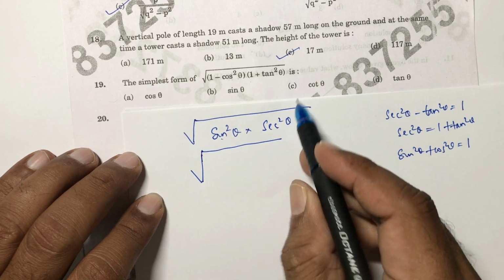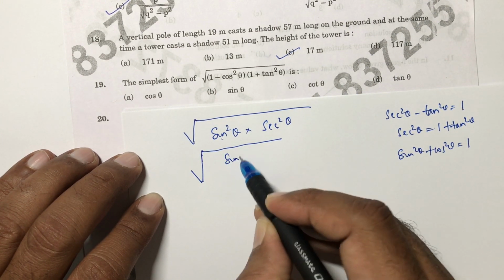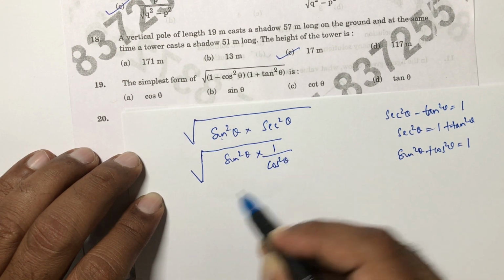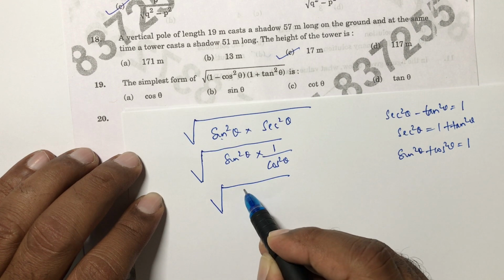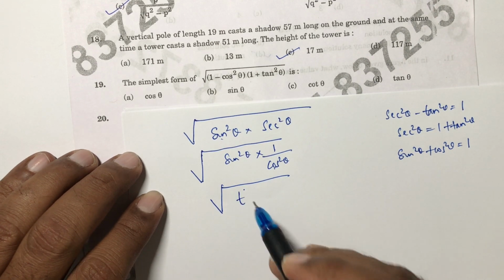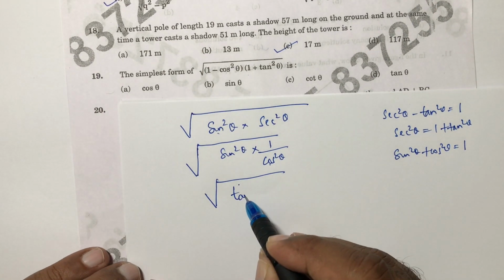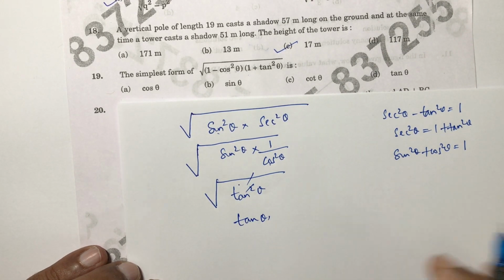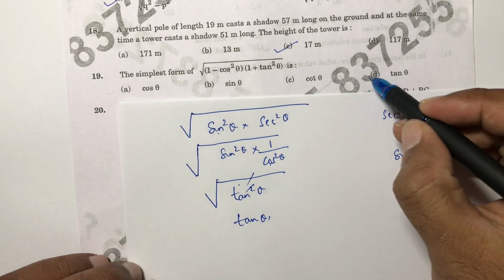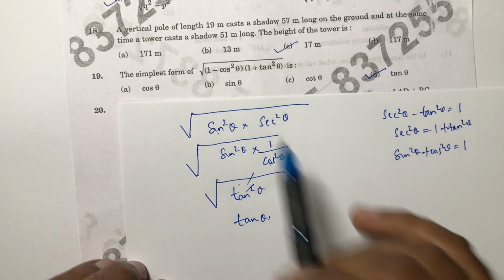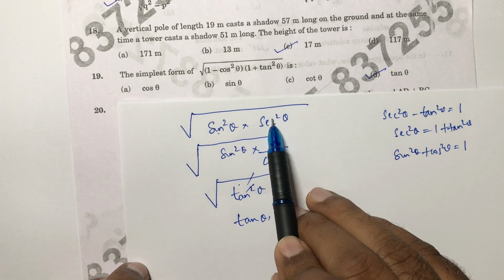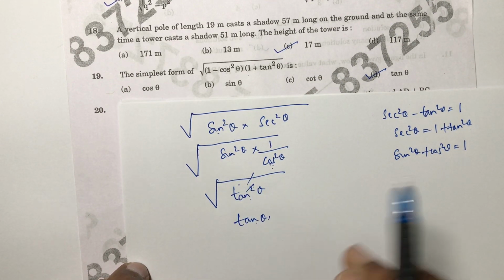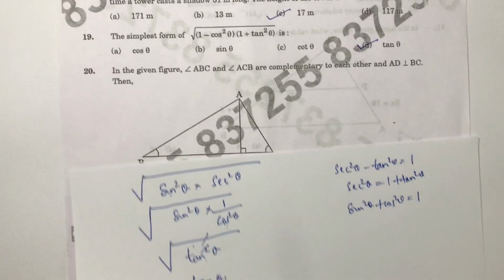These two values you don't have in the options. So sec square theta you can write as 1 by cos square theta. So this is nothing but sine square by cos square, which is tan square. So root tan square, square root cancels, and you will get tan theta. So the correct option is D. 1 minus cos square is sine square, 1 plus tan square is secant square. Secant square you can write as 1 by cos square. Sine square by cos square, tan square. Square root cancels, tan. Next one, 20th question.